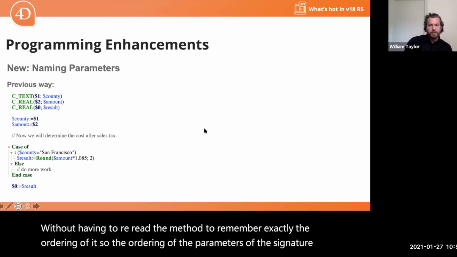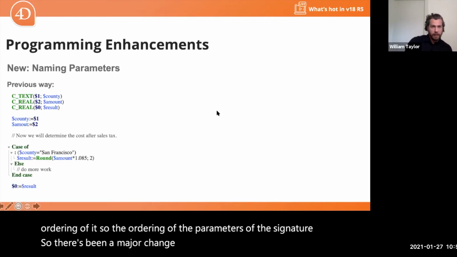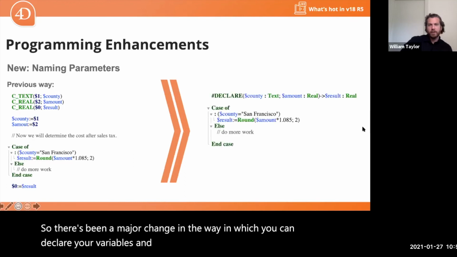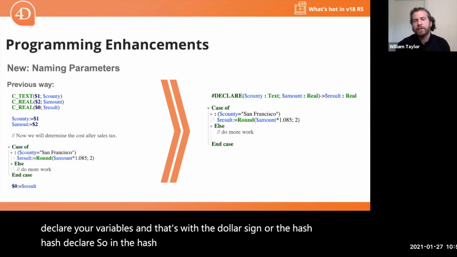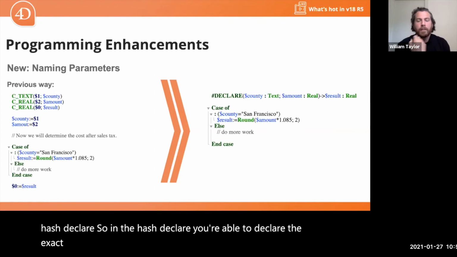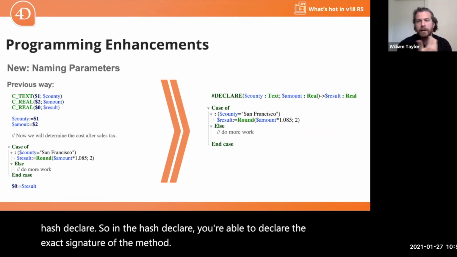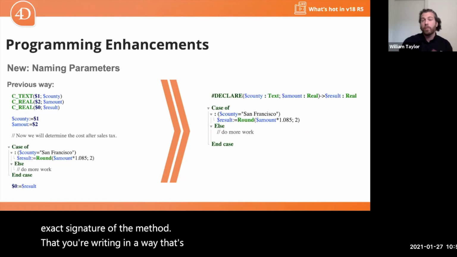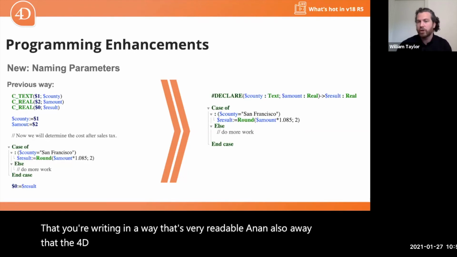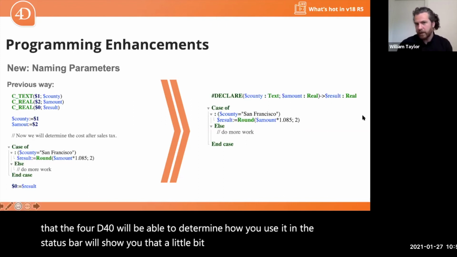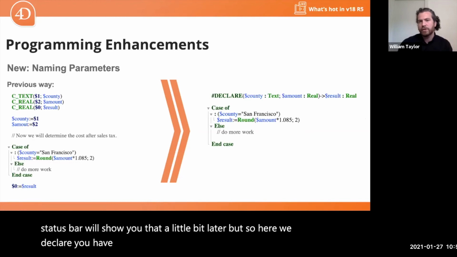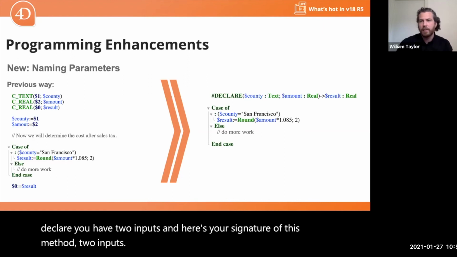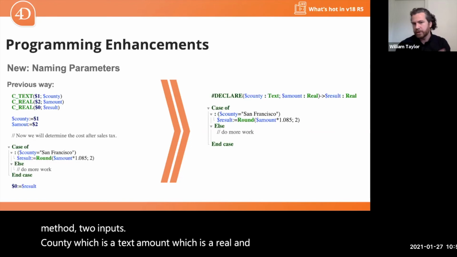So there's been a major change in the way in which you can declare your variables, and that's with the #DECLARE. In the #DECLARE, you're able to declare the exact signature of the method that you're writing in a way that's very readable, and also a way that 4D will be able to determine how you use it in the status bar. I'll show you that a little bit later. Here we declare 2 inputs: county, which is a text, amount, which is a real, and you're going to return a result, which is going to be a real.